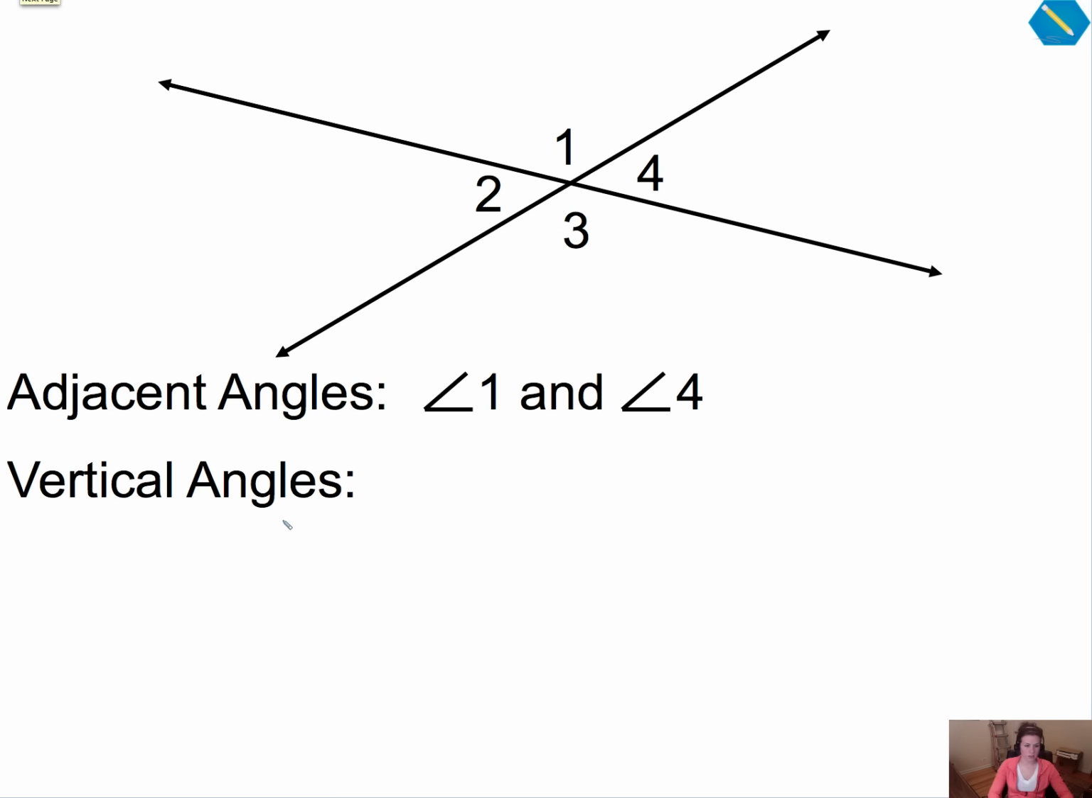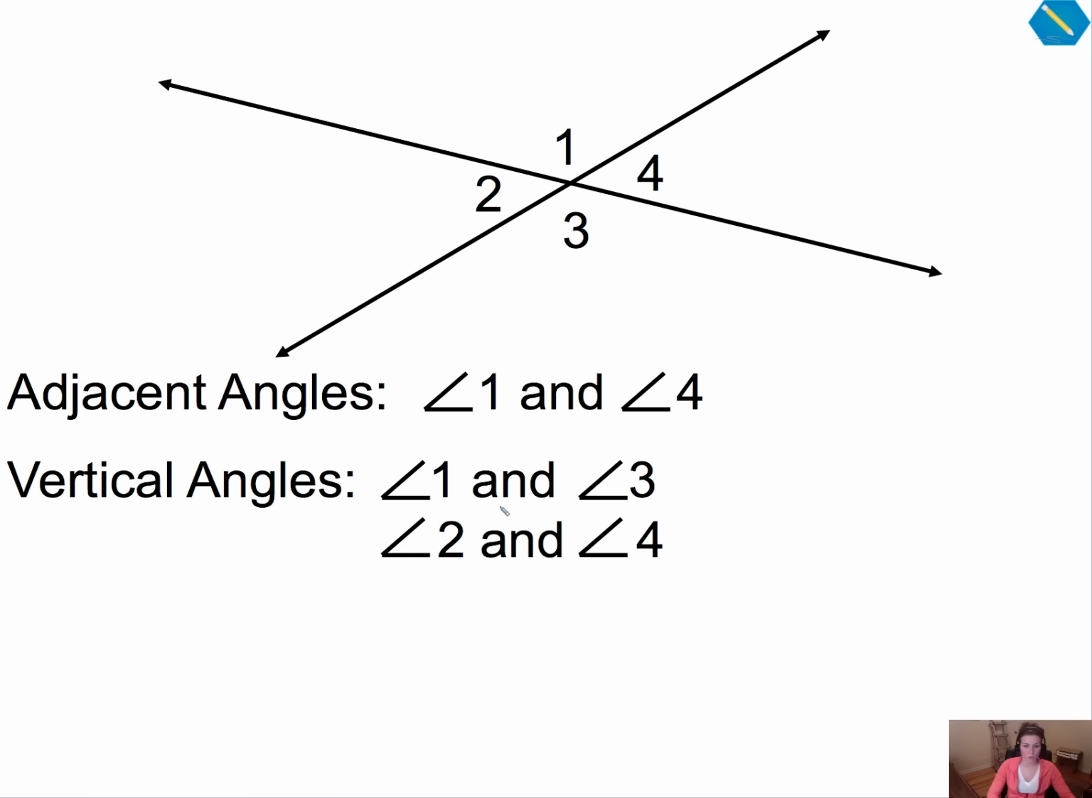Alright, next let's talk about vertical angles. Vertical angles are just opposite of each other. Alright, so let me show you what I mean by that. Angle 1 and angle 3 are vertical angles. Angle 1 is right up here, and the angle that's across from it is angle 3 right here. So 1 and 3 are vertical. And then angle 2 is vertical to angle 4 because they're across from each other.